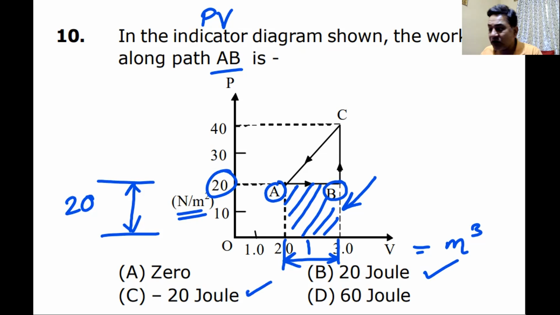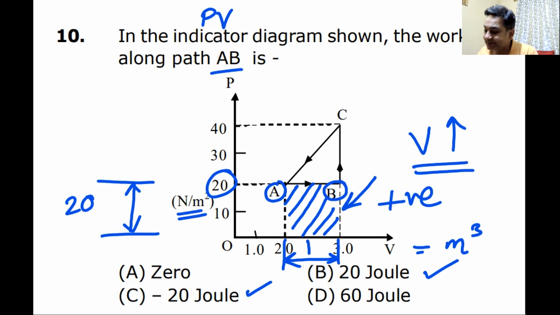Whether this is positive work or negative work from A to B, that is the only thing you have to understand. Is it positive work or is it negative work? It will be positive work. Why will it be positive work? Because volume from A to B is increasing. Do we understand this? And hence the only option which is correct, which I am going to mark with red, is option number B.